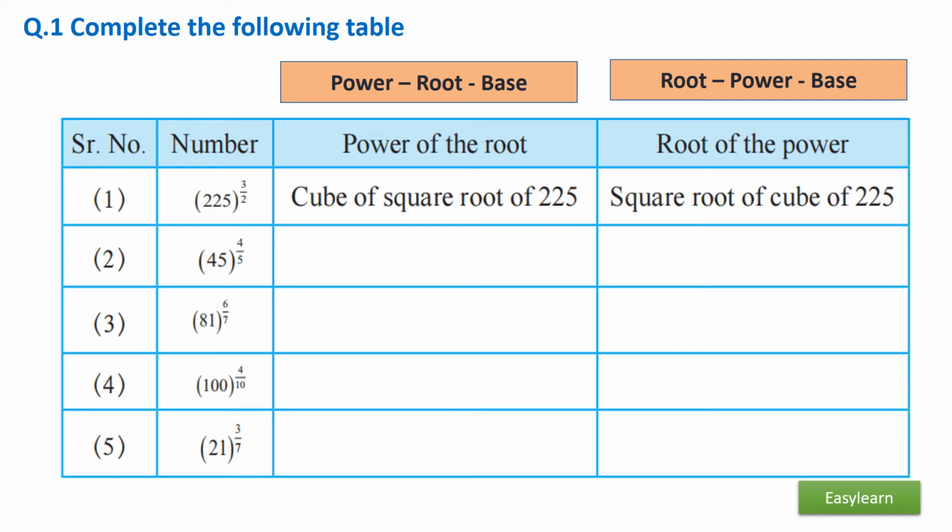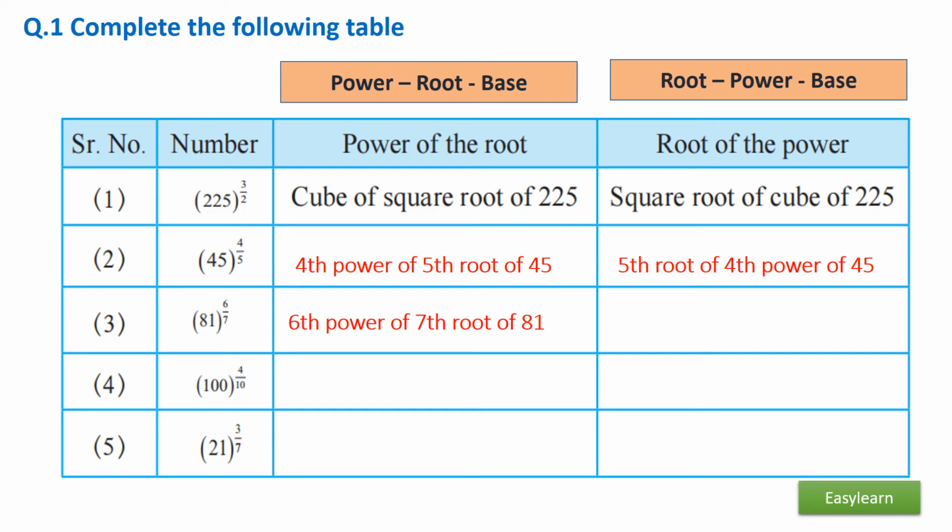Let's see the second example, 45 raised to 4 upon 5. In this case, 4 is your power term, 5 is your root term and 45 is your base. So first it becomes the 4th power of the 5th root of 45, and in the second column, the 5th root of the 4th power of 45.